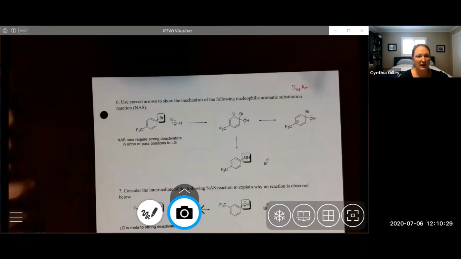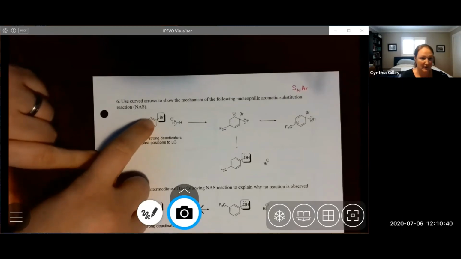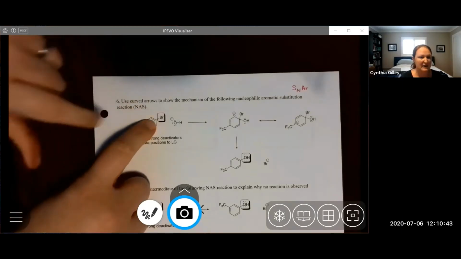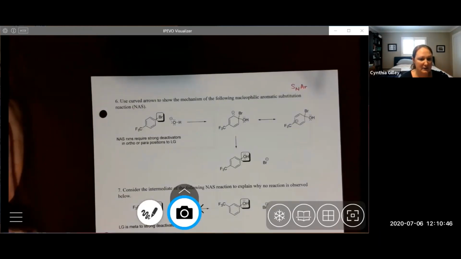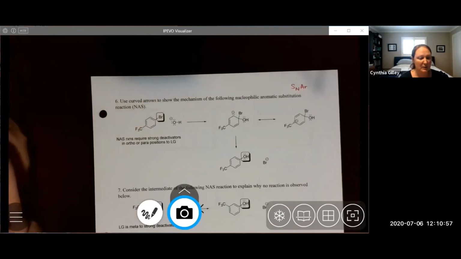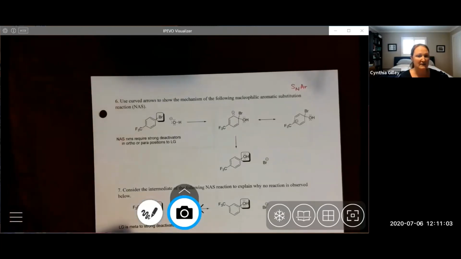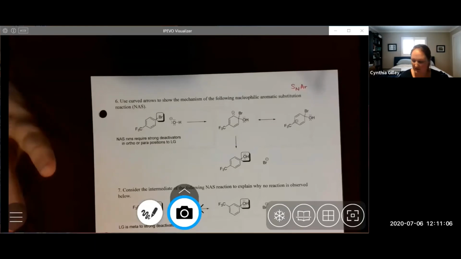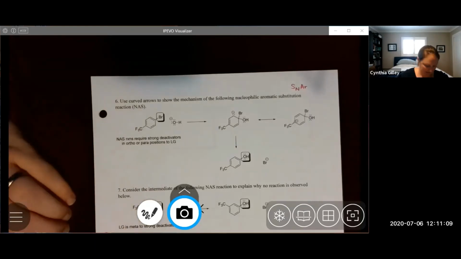But we cannot draw an SN2 mechanism. We cannot draw an SN1 mechanism. So I think you guys probably learned last semester, we cannot do an SN2 on an sp2 hybridized carbon. The carbon attached to the bromine here is sp2. Cannot do an SN2 reaction. We also cannot do an SN1 reaction on an sp2 hybridized carbon because the carbocation that would form through loss of a leaving group is vinylic and too unstable. So the mechanism is not SN2 and it is not SN1. It's very different. So it's going to be multiple steps.